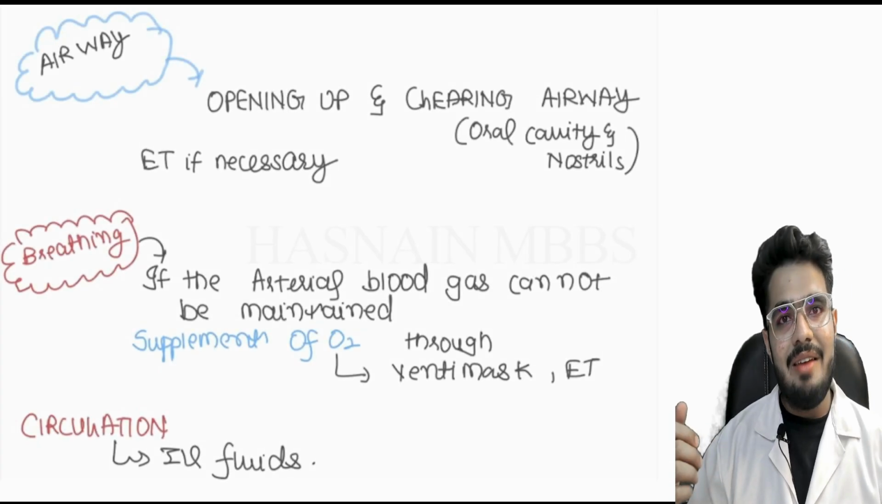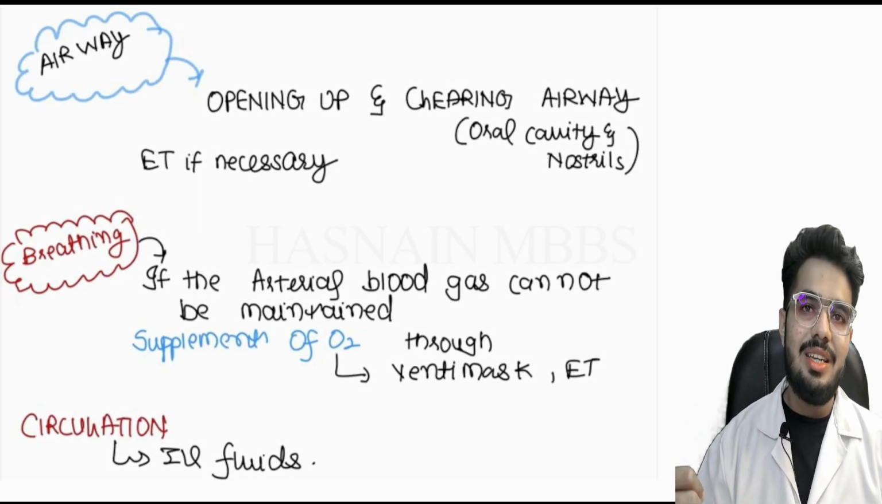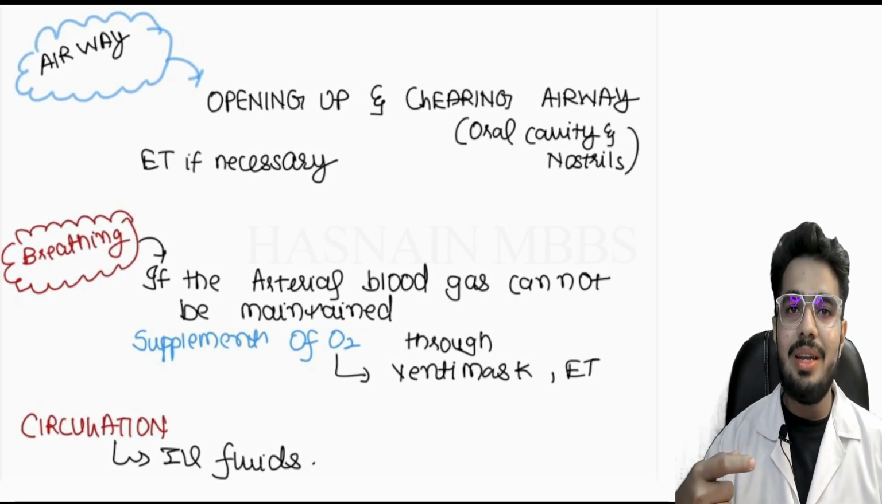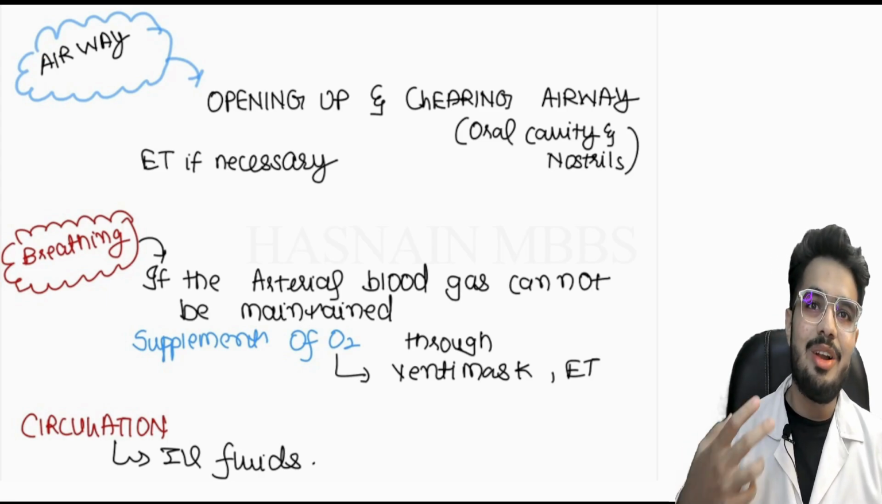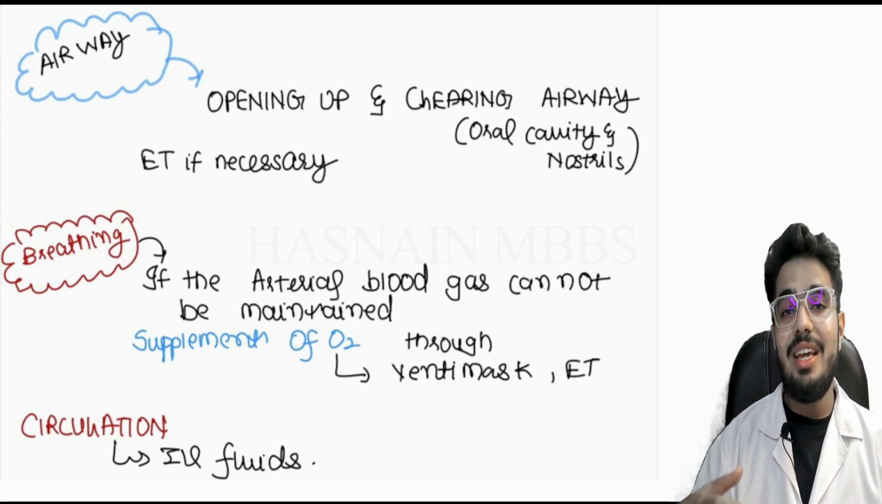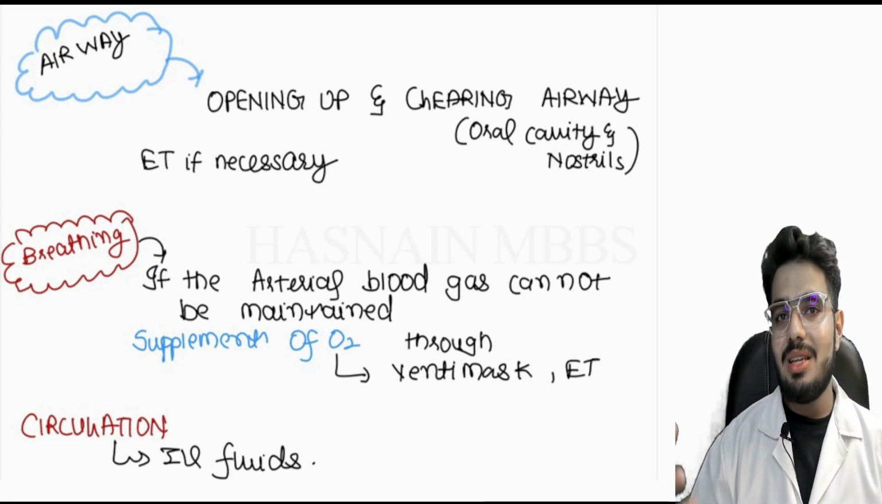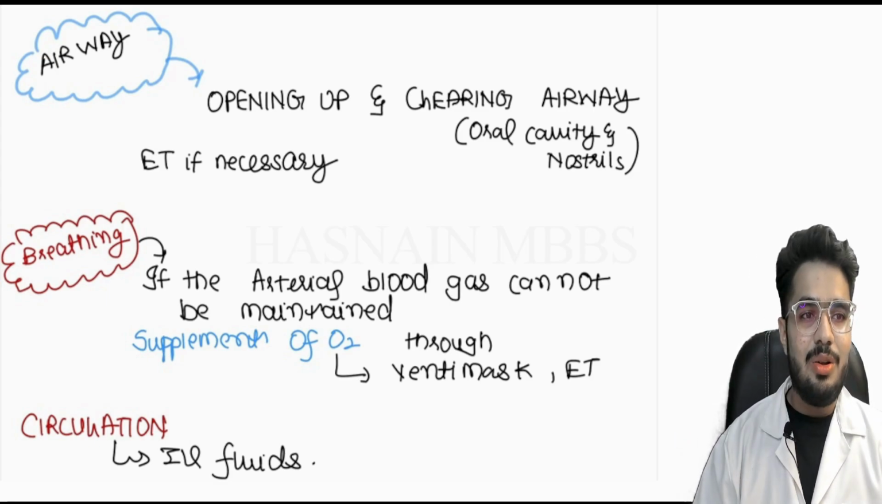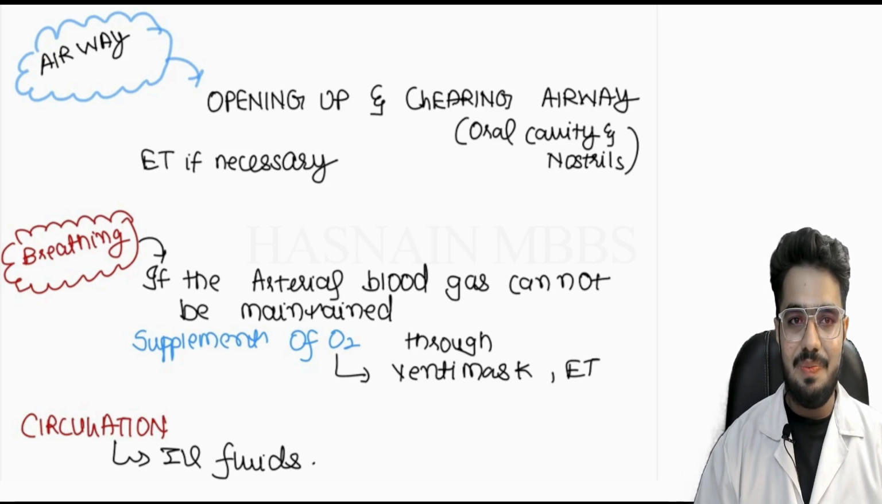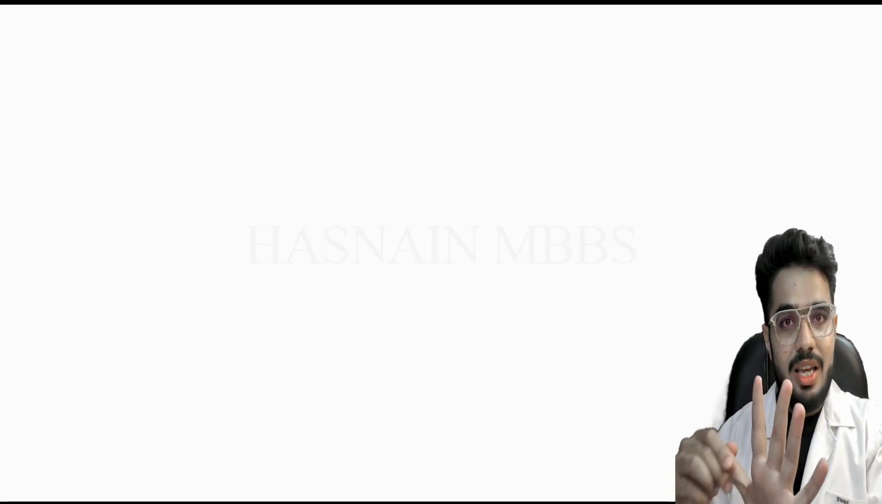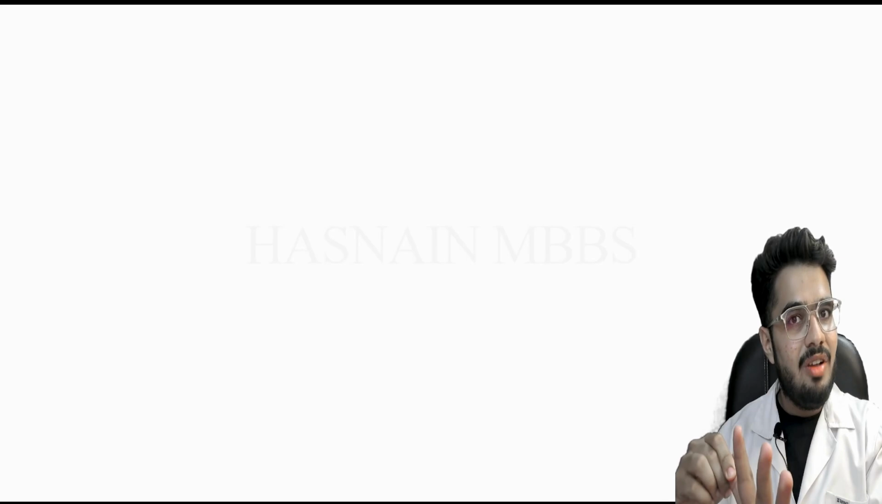Starting with the airway, breathing, and circulation. Firstly, in airway, we have to open and clear the airway, that is the oral cavity and nostril, and even use an endotracheal tube if necessary. Second is the breathing. We can give oxygen supply. Third is the circulation. We can give IV fluids. Understood so far? Let's go further. We have learned medical care. First was the ABCD, airway, breathing, circulation.